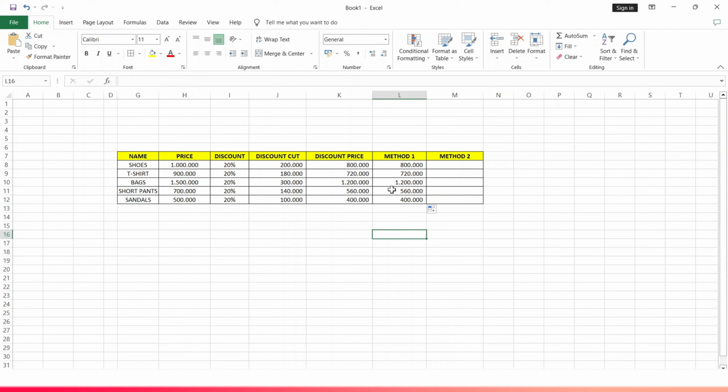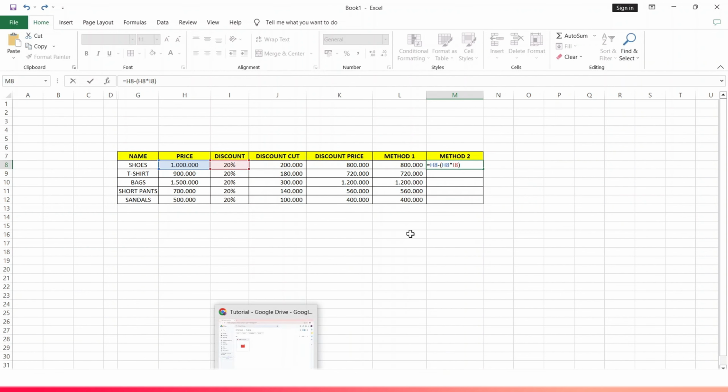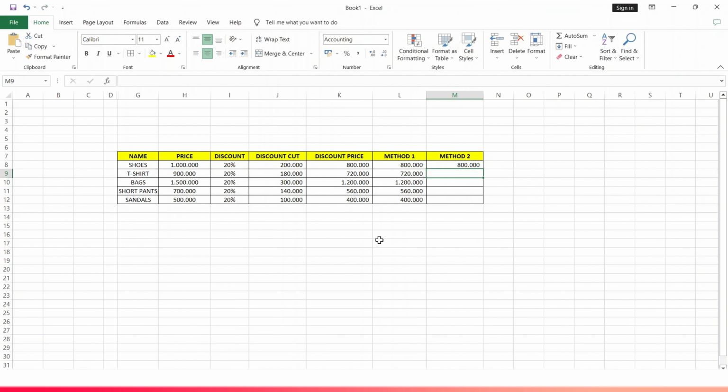Next, in the second method, I will tell you an easier way to find the price after the discount. How to? Tap on the second method cell. Type equals. Then tap on the original price. Type subtract. Type open brackets. And next, tap on the original price again. Type multiply. Tap on the discount %. Type close brackets. And tap enter. Here the price after the discount has come out.